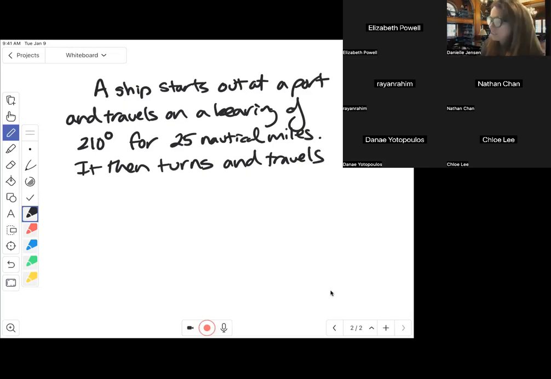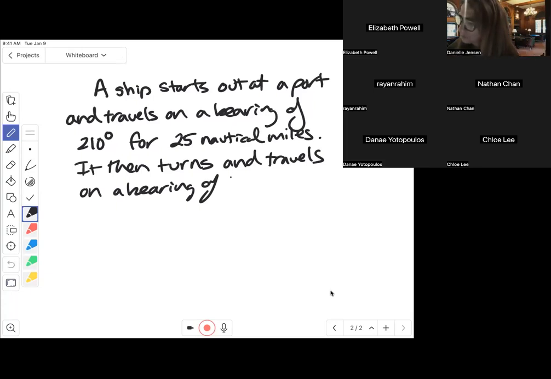I'm hoping not to. It then turns and travels on a bearing of, give me a second while I make sure this works out. I'm going to sketch something just to make sure I get this right. So 210, then for a certain time, and travels on a bearing of, okay, let's do 305 degrees for 40 nautical miles.